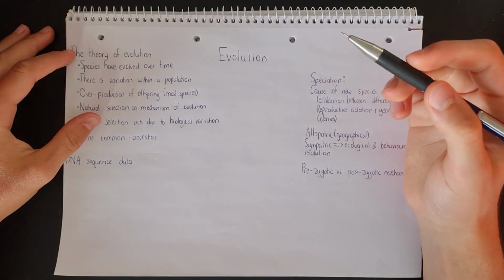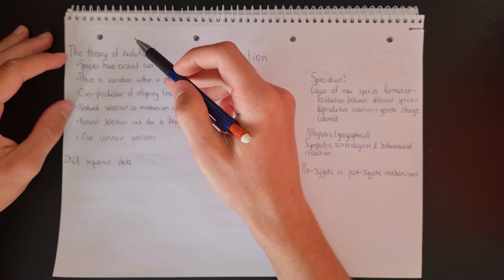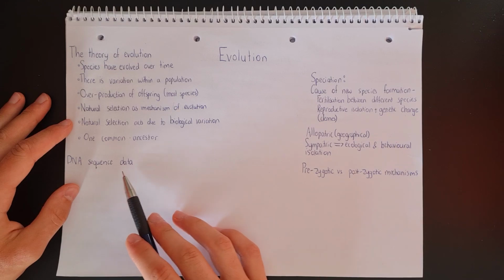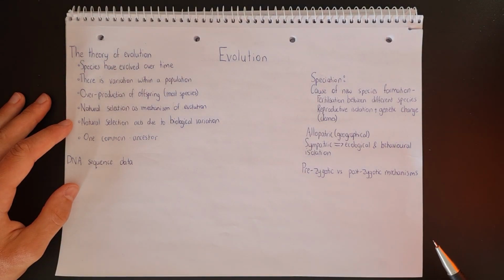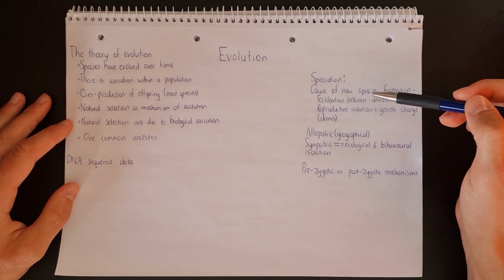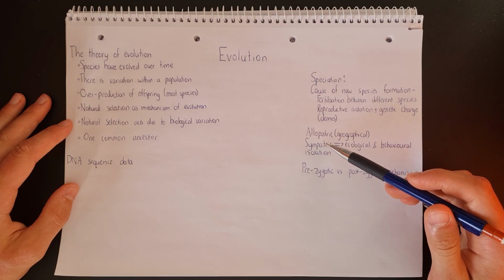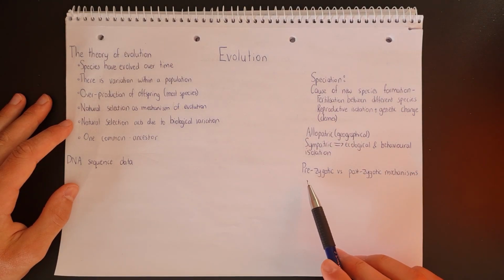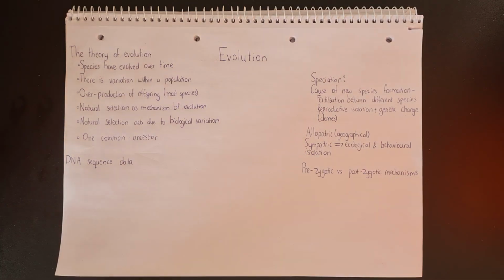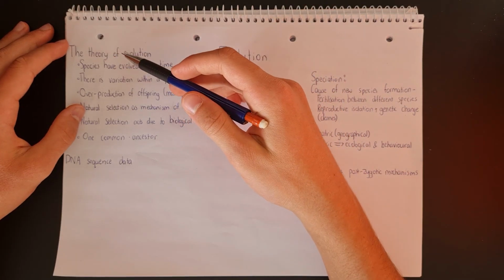In today's video, we're going to be taking a look at evolution for A-level biology. We're first going to look at the theory of evolution, then we're going to look at the DNA sequence data and evolutionary relationships, then we're going to take a look at speciation, so the cause of new species, then we're going to take a look at allopatric and sympatric speciation, and then we're going to finally look at pre-zygotic versus post-zygotic mechanisms.